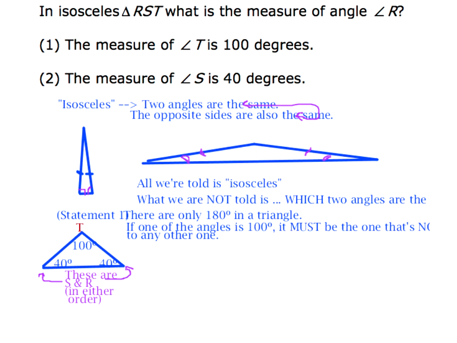So in this case, we know that angle T is 100, and so we know that angles S and R are 40 degrees apiece. So the letters definitely matter. Angles R and S are 40 degrees each. So this is sufficient because you have the value of angle R. Okay. Now, what about statement 2?